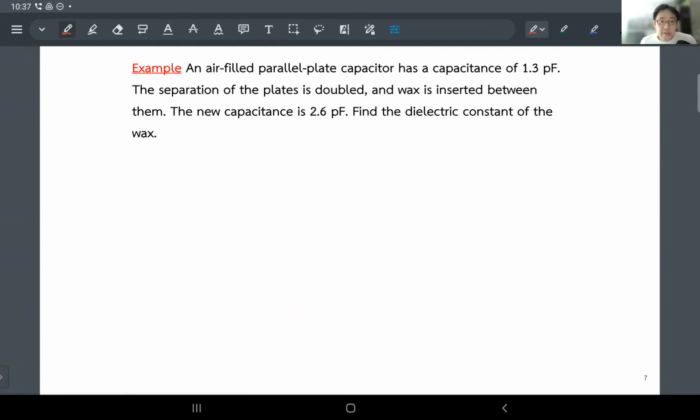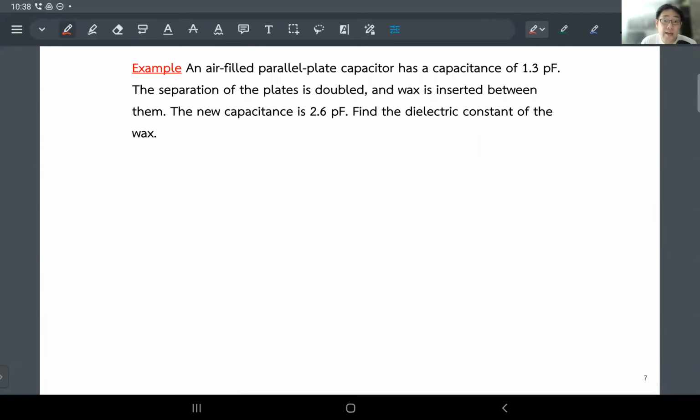So an air-filled parallel plates capacitor has a capacitance of 1.3 picofarad. The separation of the plates is doubled. All right, this one is very good. I like this one because I think this is pretty close to the level that will show up in the exam. So you don't have to do real numerical calculations. You don't really need calculators, but you just do some analysis here.